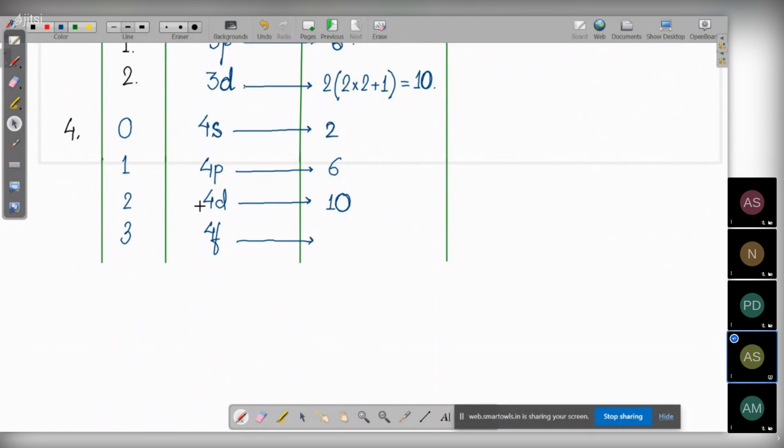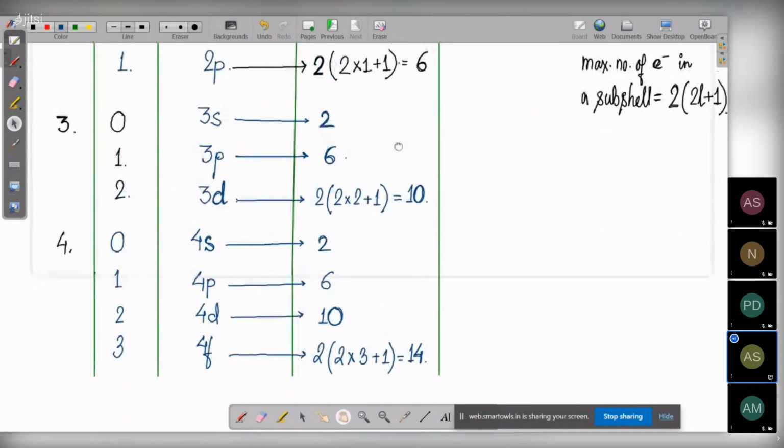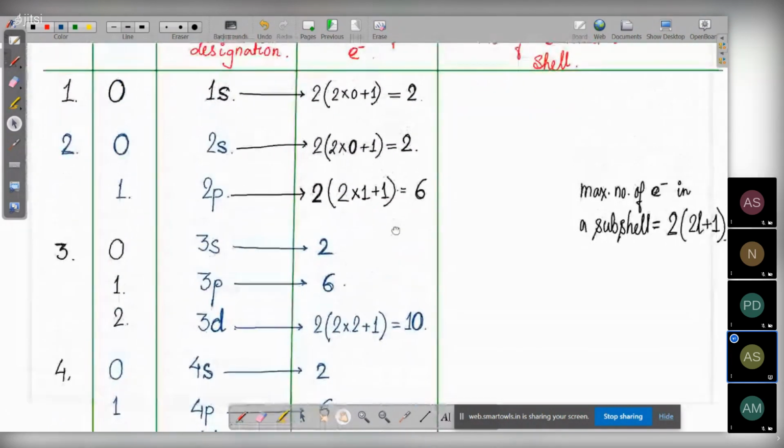Okay. Now you get 4f over here. So what do we make out of it? So in this case, you get 2 into (2 into 3 plus 1). That is equal to 14 electrons. There is a total of 14 electrons. 2 into (2 into 3 plus 1), that is 14 electrons. So this is how the subshells have the max number.